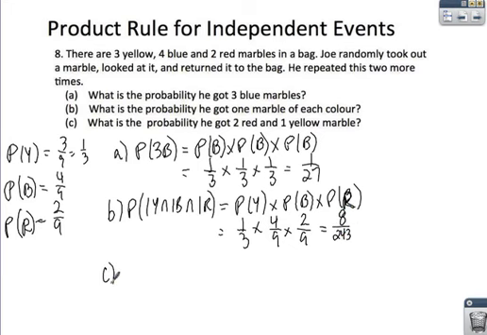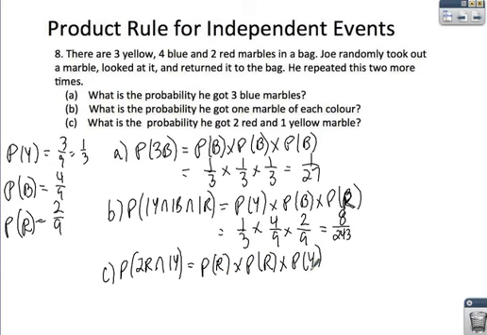And part C is the question asking the probability of getting 2 red and 1 yellow. So the probability of 2 red and 1 yellow. Again, it would be probability of red times the probability of a red times the probability of a yellow. And the calculation would look like this. 2/9 times 2/9 times 1/3. And that probability would be 4 over 243.